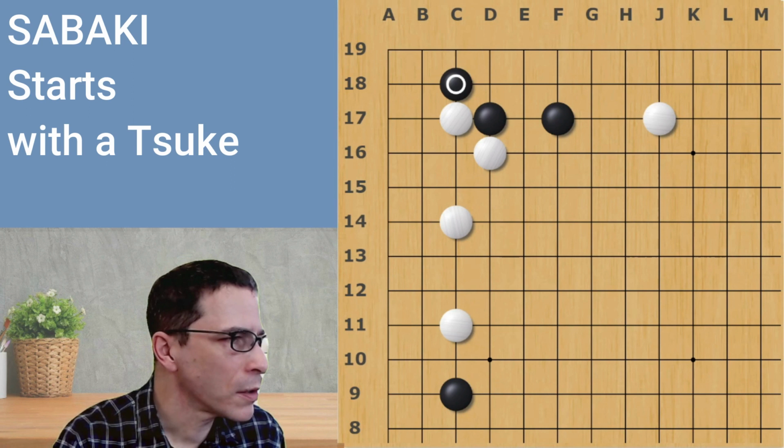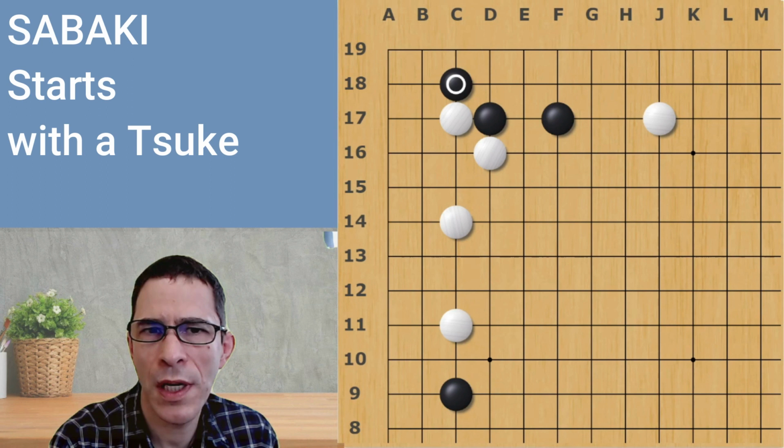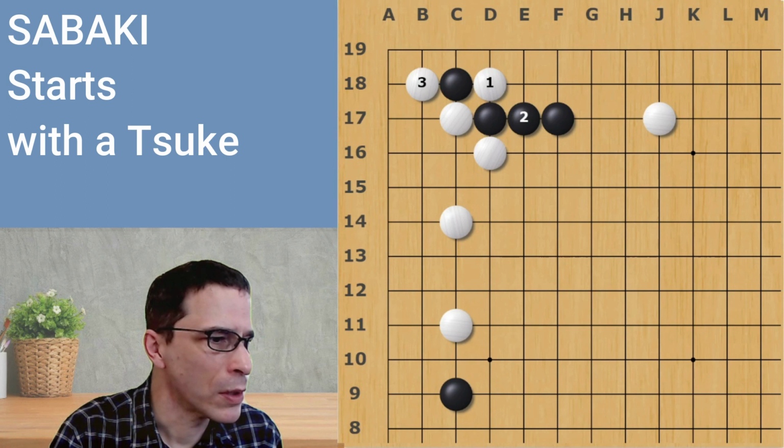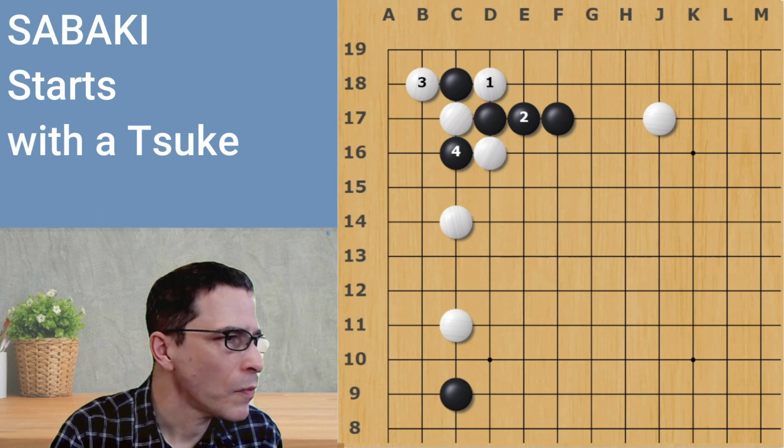So I'll just go into two variations. First of all, when you play this double hane towards the edge of the board, it's offering to sacrifice that stone. So for instance, if white cuts here, white will be able to capture the stone. This is generally not going to be very good for white, because black can play like this and capture a white stone on the outside in a ladder.